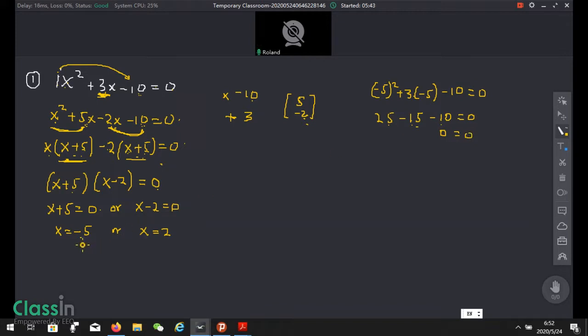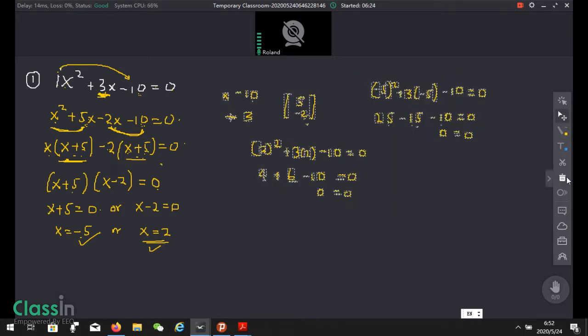So this is correct. Let's check if x equals positive 2 is correct. We substitute it into the original equation. So x squared becomes positive 2 squared, plus 3 times x, x is 2, minus 10. This must be 0. 2 squared is 4. 3 times 2 is 6. 4 plus 6 is 10. 10 minus 10 is 0. So x equals 2 is correct.